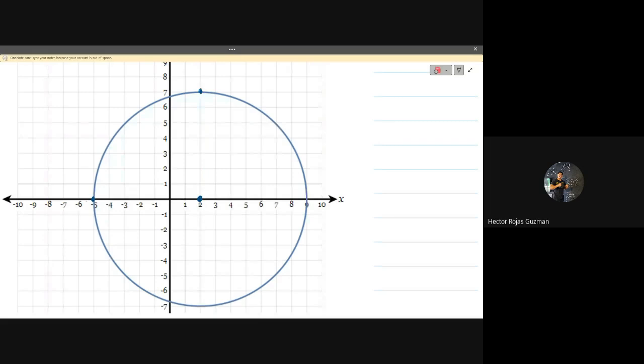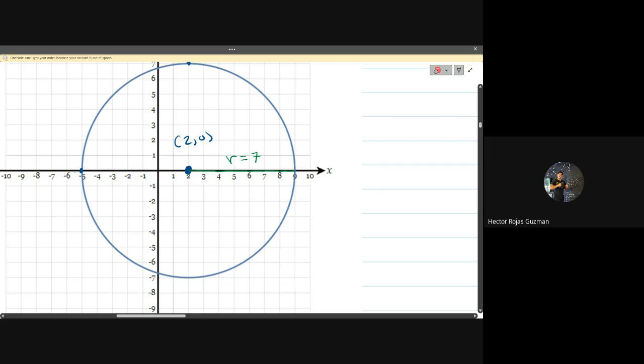So be really, really careful with that because if you get the center wrong, everything's going to be wrong. But here, the center is 2, 0. And then the radius. The radius is the distance to the edge of the circle, and it doesn't matter which direction you go. I'm just going to go to the right. 1, 2, 3, 4, 5, 6, 7. The radius equals 7. If you want to double check, try counting in another direction. You can go up, down, left, but the radius should be 7. Now, once you identify these pieces, you're basically almost done.